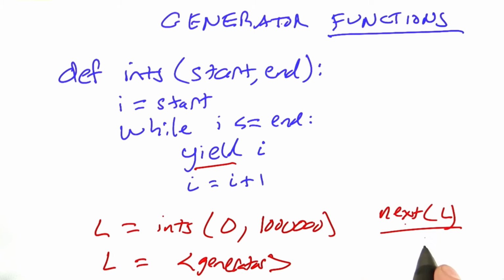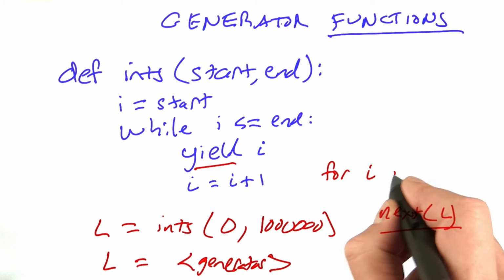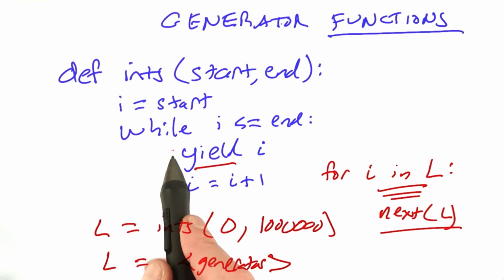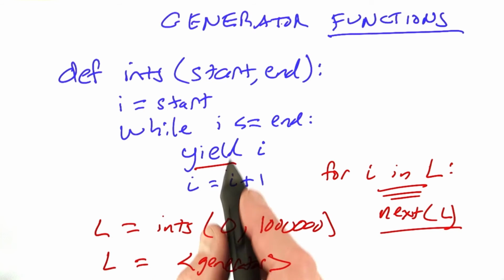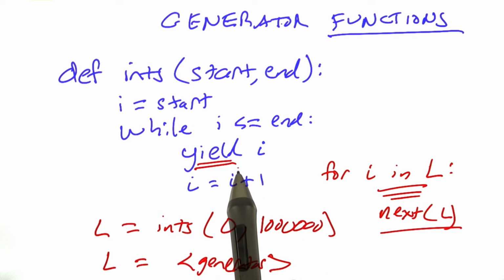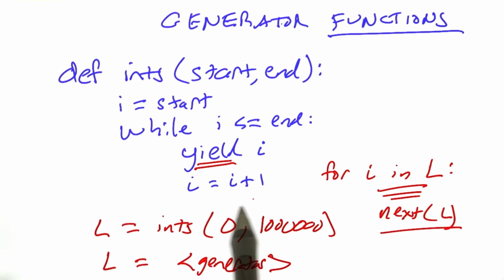And more commonly, instead of calling next explicitly, you'd say for i in L. And so generators obey this iteration protocol just like other types of sequences. And the great thing is we can yield from anywhere inside this function. So we can have very complicated logic here and then yield a partial result and then continue getting the next result right where we are. So this is a convenient feature for writing functions.